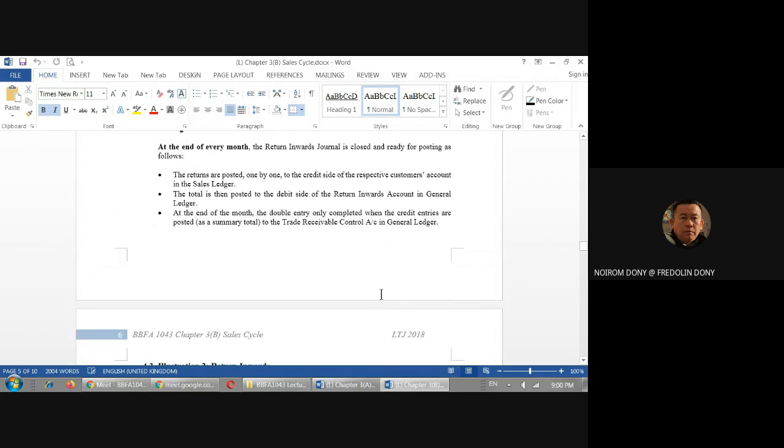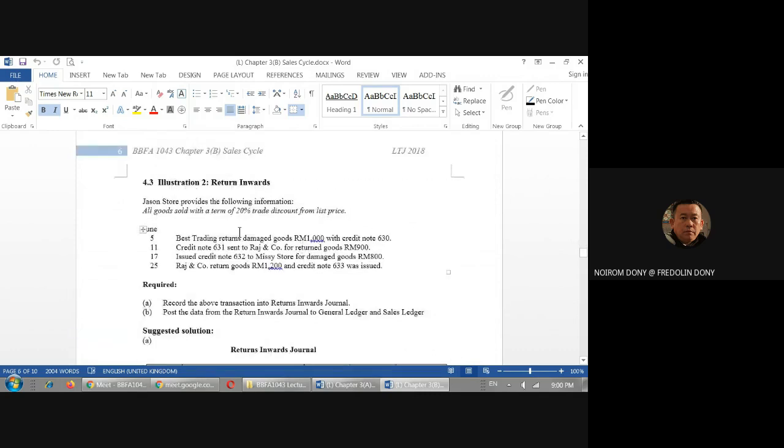So look at this illustration. Remember, whenever we have a return, always refer to the sales journal, to see whether that same particular trade receivable has been given a trade discount. If he has been given a trade discount, then whenever he returns goods, that trade discount must be taken into account also. So this is 20%. Everything is 20%. So record the above transactions into the return inward journal, and then post the data from the return inward journal to the general ledger and sales ledger.